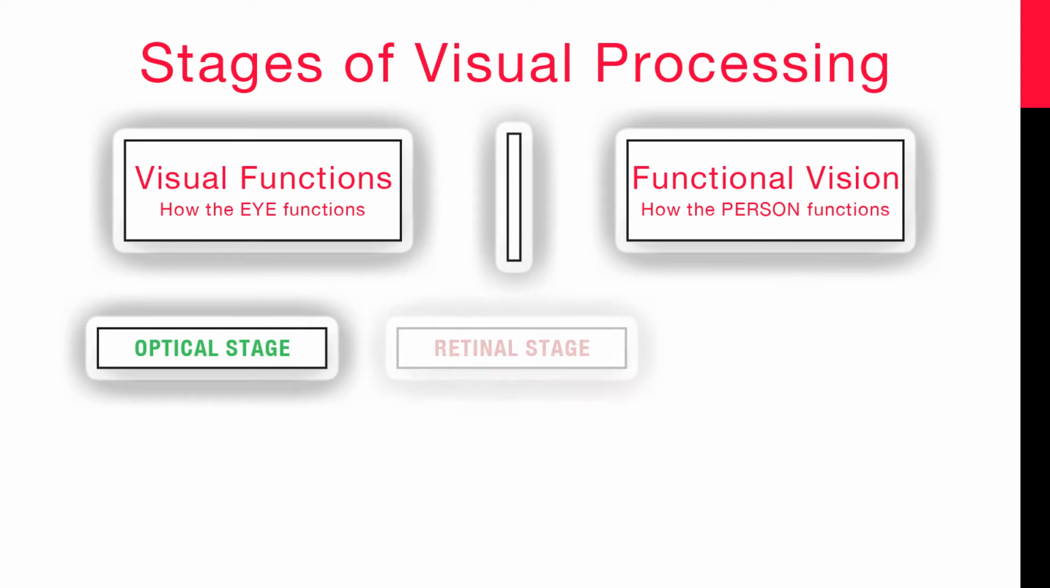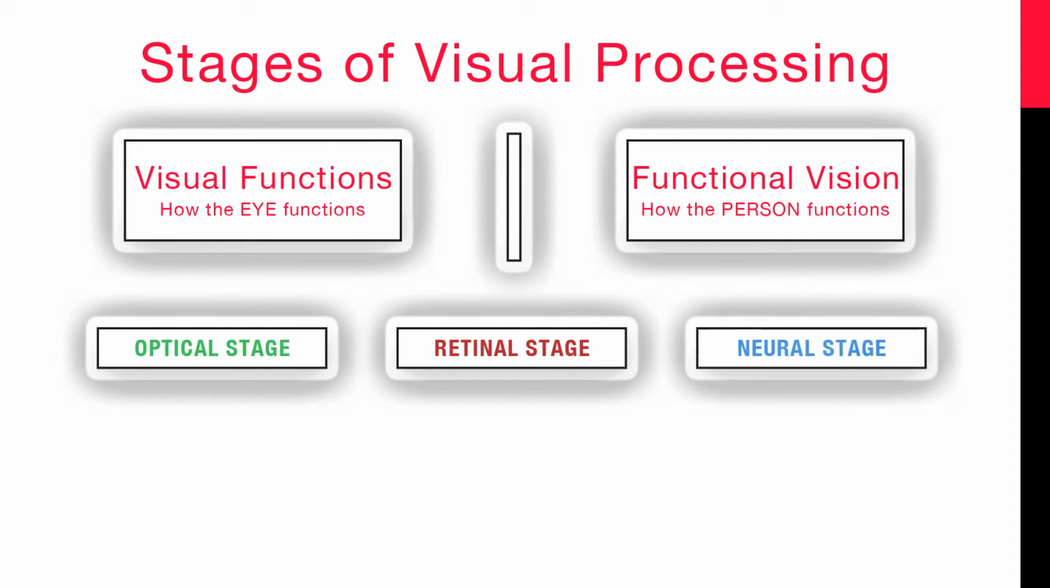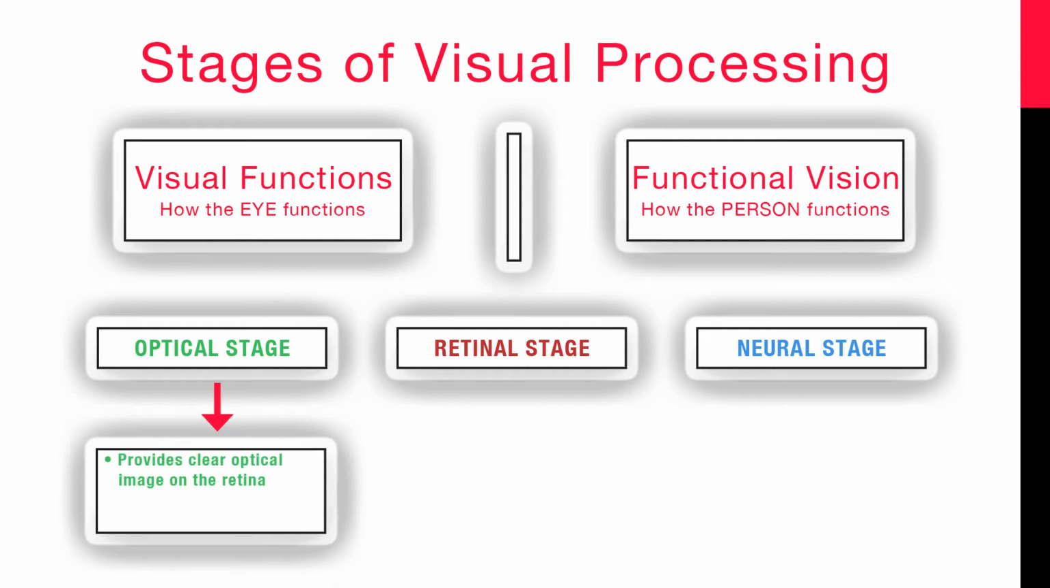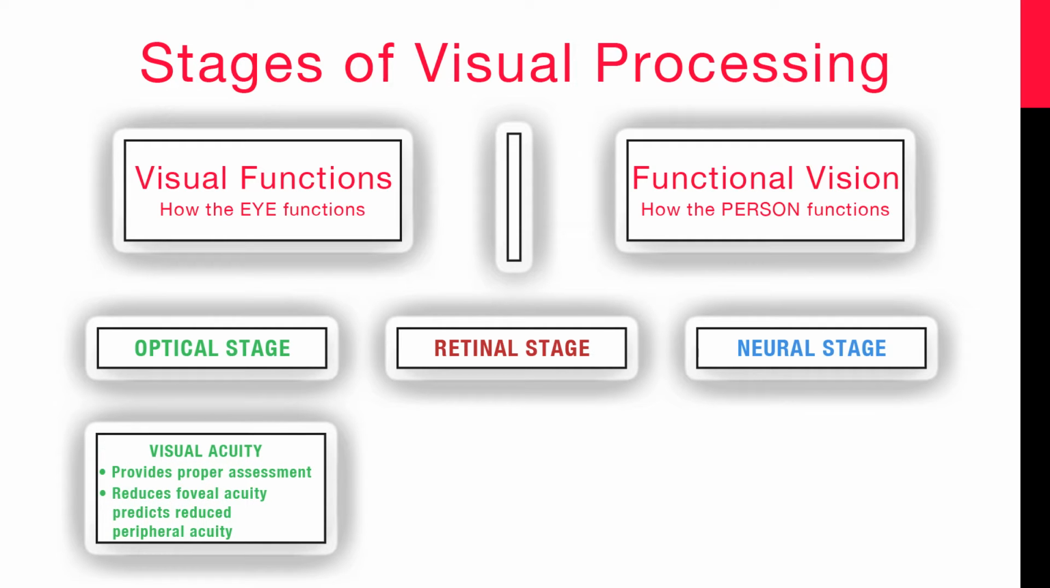There are three stages. First is the optical stage, then comes the retinal stage, then comes the neural stage. The optical stage depends on giving a clear optical image on the retina. Problems include refractive error and opacities, and we have known about that for centuries. Visual acuity is a good measure for those problems because foveal acuity predicts the acuity of the peripheral area around the fovea.